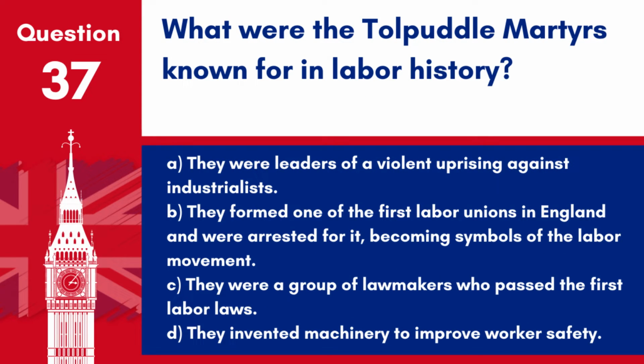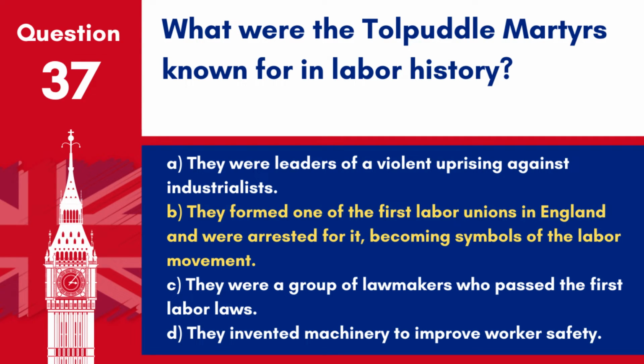Question 37. What were the Tolpuddle Martyrs known for in labour history? A. They were leaders of a violent uprising against industrialists. B. They formed one of the first labour unions in England and were arrested for it, becoming symbols of the labour movement. C. They were a group of lawmakers who passed the first labour laws. D. They invented machinery to improve worker safety.